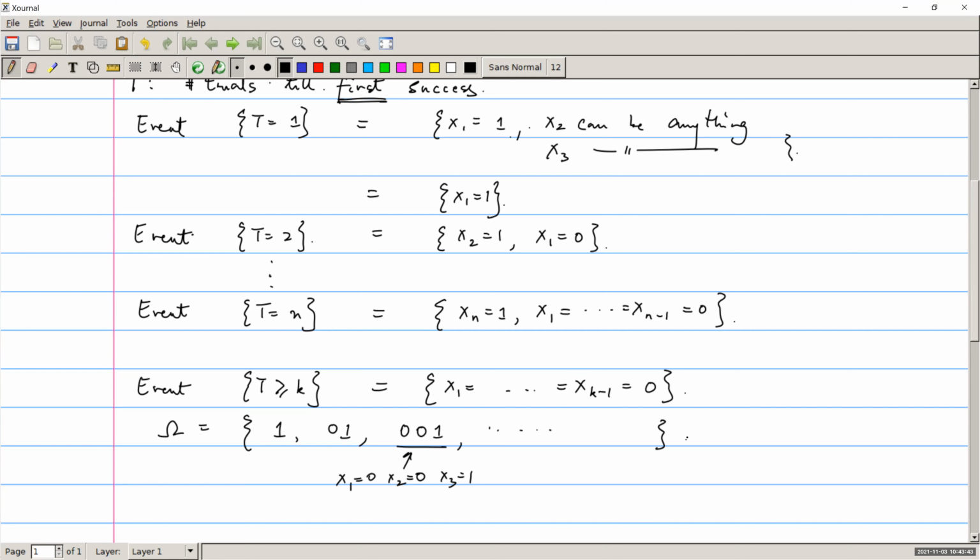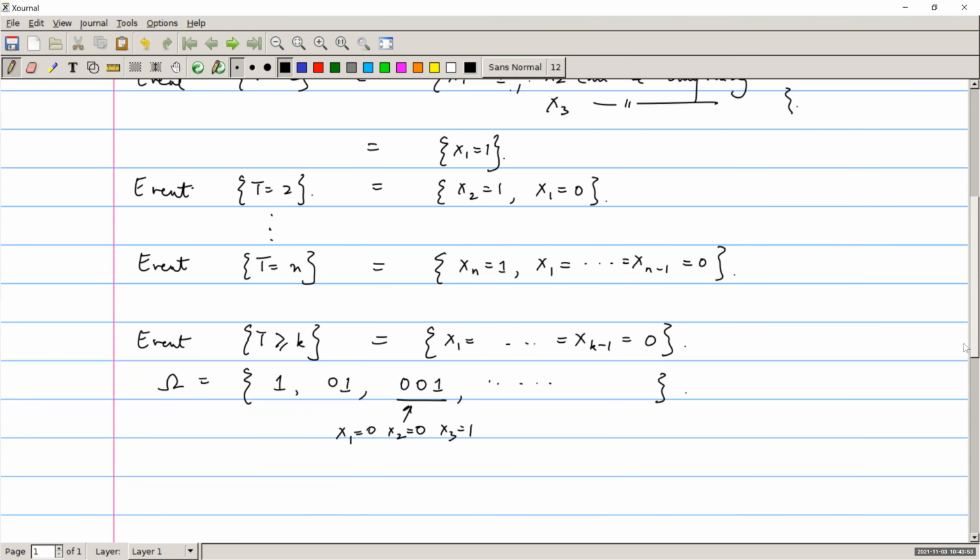Right, so a string of zeros of any length, and followed by a 1 at the end. So this is our universe. And this universe is not finite. The number of elements in this universe is no longer finite. That corresponds to t taking any positive whole number as a value. t can take 1, 2, 3, 4, any positive number as a value.